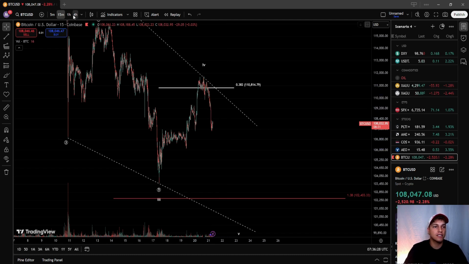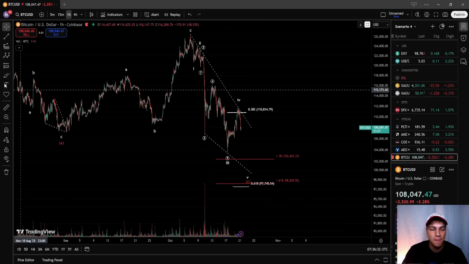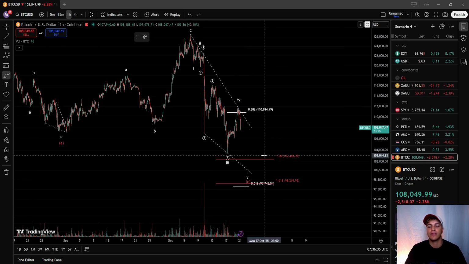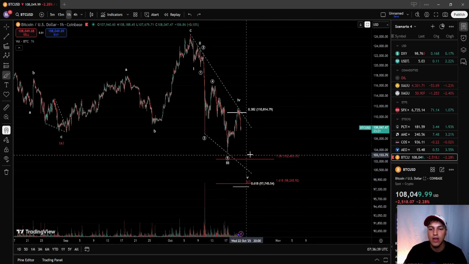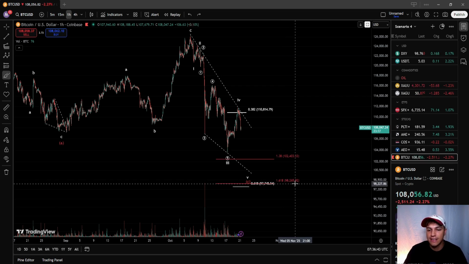If we look at targets for this wave 5 move, the target for the wave C, often in an expanded flat, is the 1.38 to the 1.618, which sits at 102,403 to 98,265.